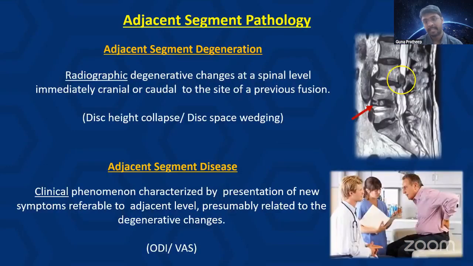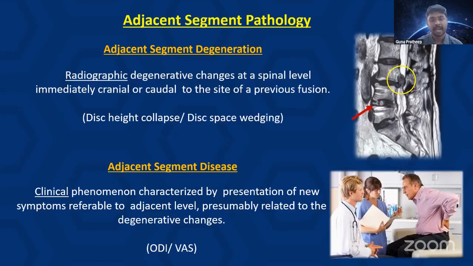Coming to adjacent segment degeneration, it's a broad term including two different entities. The broad term is adjacent segment pathology. When the radiological findings because of this fusion get translated as either loss in disc height or disc space wedging or instability, is what we term as adjacent segment degeneration. Whereas a patient presenting clinically due to this degeneration, we call them as adjacent segment disease.